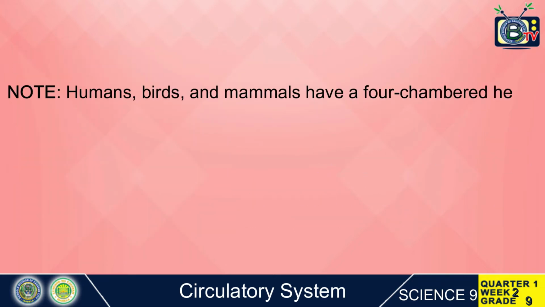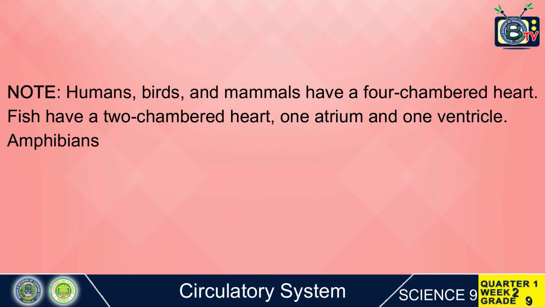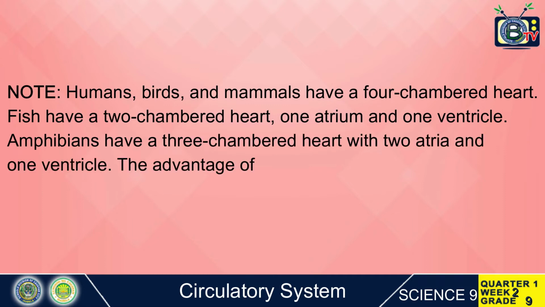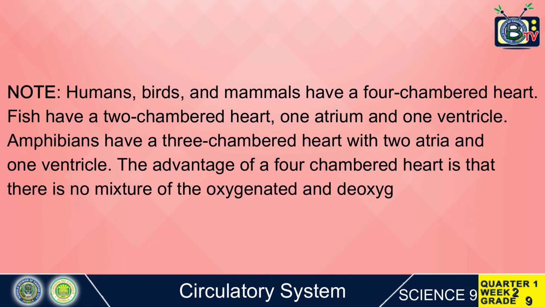Note: humans, birds, and mammals have a four-chambered heart. Fish have a two-chambered heart, one atrium and one ventricle. Amphibians have a three-chambered heart with two atria and one ventricle. The advantage of a four-chambered heart is that there is no mixture of the oxygenated and the deoxygenated blood.